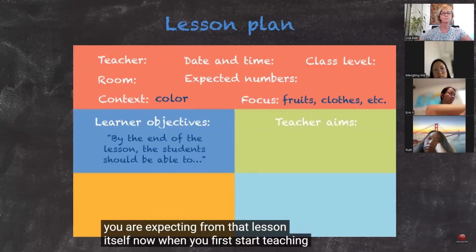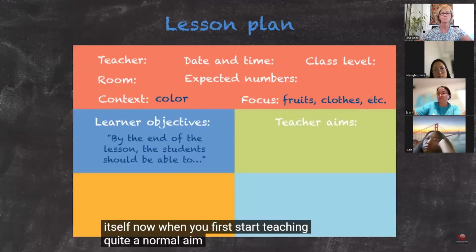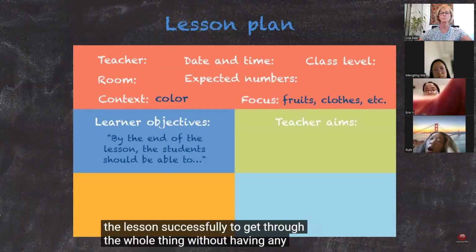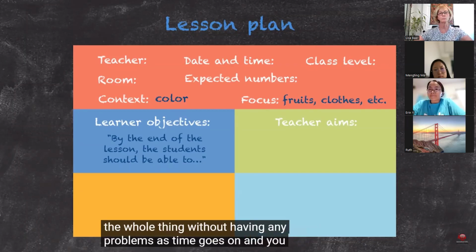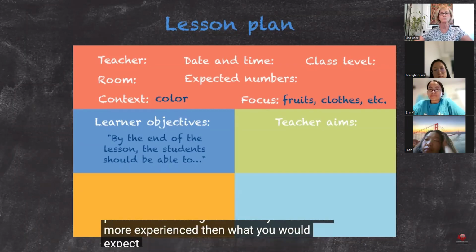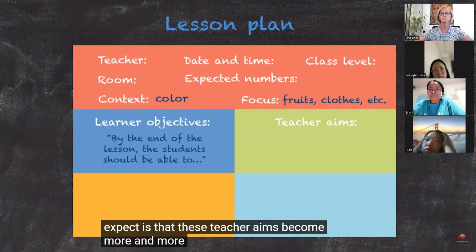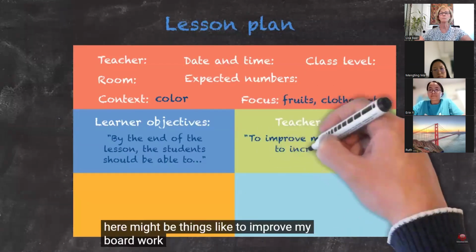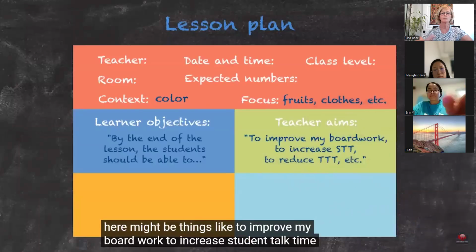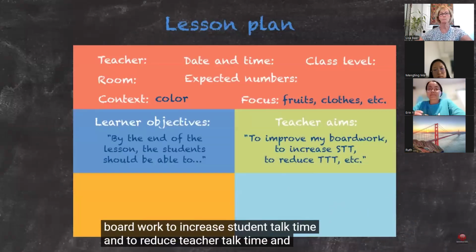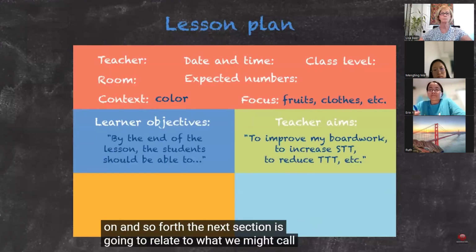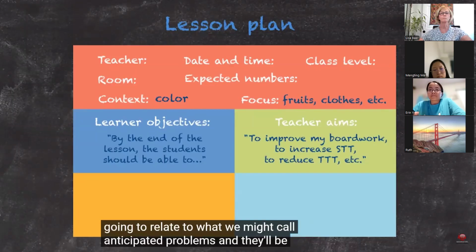Now, when you first start teaching, quite a normal aim might be to complete the lesson successfully, to get through the whole thing without having any problems. As time goes on and you become more experienced, then what you would expect is that these teacher aims become more and more specific. So some examples of things that might be in your aims here might be things like to improve my board work, to increase student talk time, and to reduce teacher talk time, and so on and so forth.